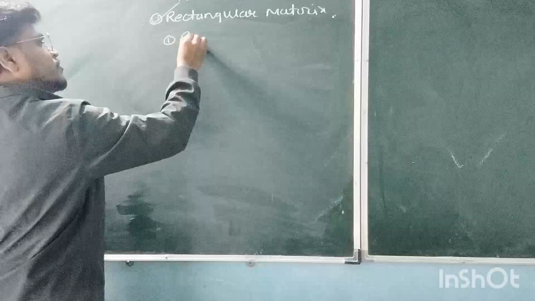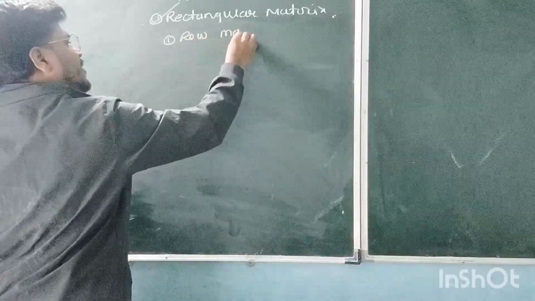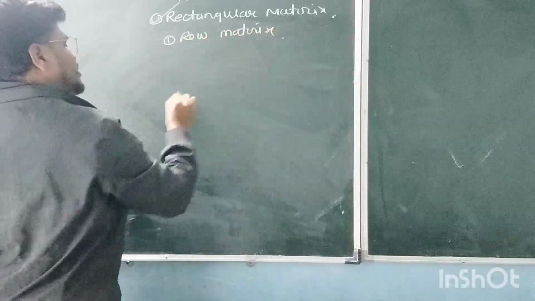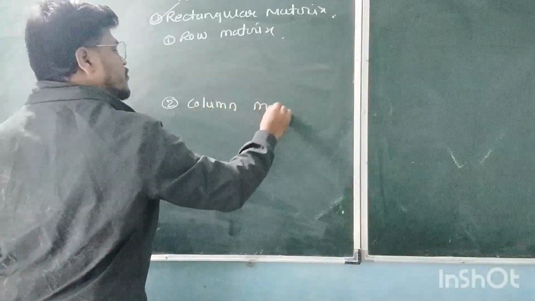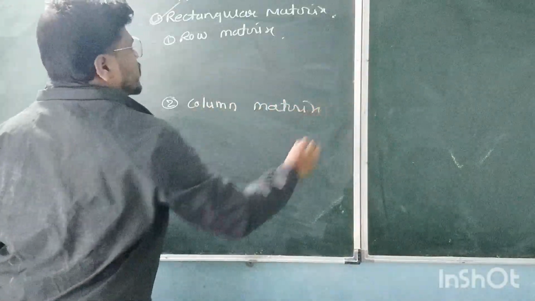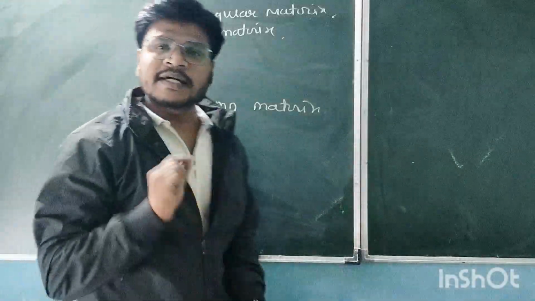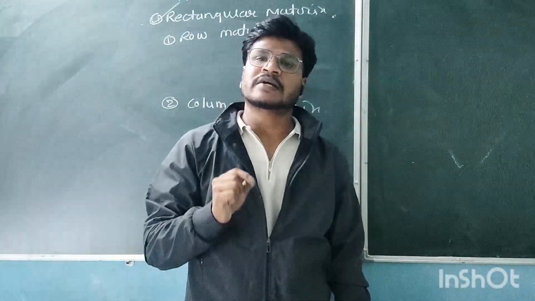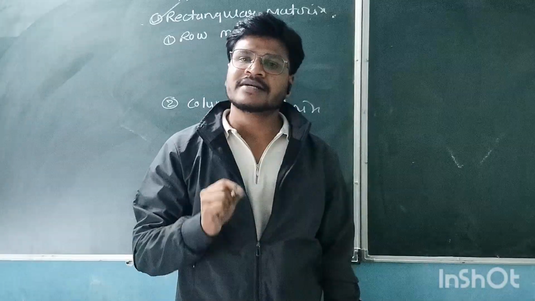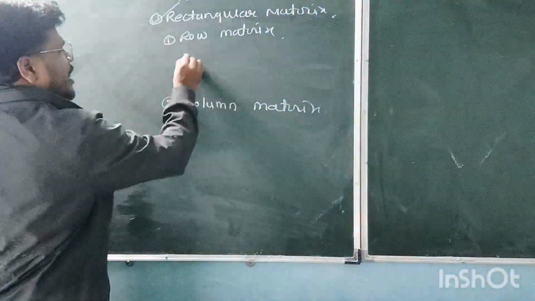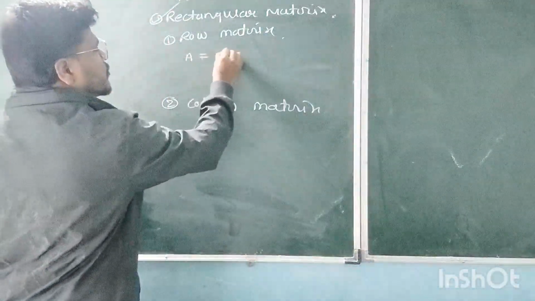First is a row matrix. Second one is a column matrix. Row matrix: if there is a single row in the matrix, then it is called a row matrix. If there is a single column in the matrix, then it is called a column matrix. Like that, I am taking one example.